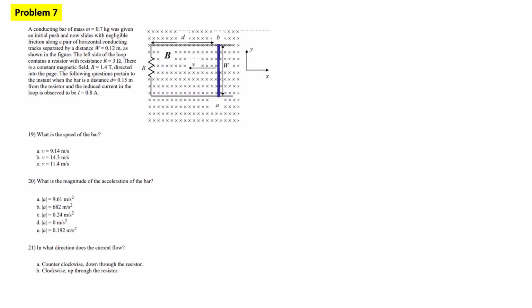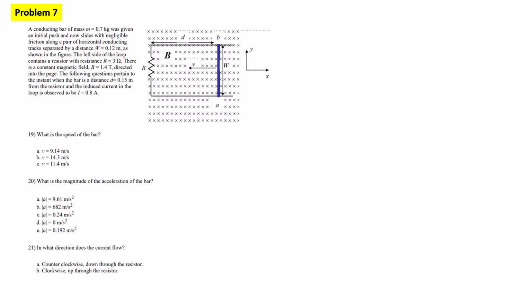Here's problem 7. We have a conducting bar of mass 0.7 kg given an initial push and now sliding with negligible friction along a pair of horizontal conducting tracks separated by a distance of 0.12 meters. The left side of the loop contains a resistor of 3 ohms, and there's a constant field of 1.4 Tesla directed into the page. The following questions pertain to the instant when the bar is at a distance d of 0.15 meters from the resistor, and the induced current is observed to be 0.8 amps. The first question is: calculate the speed of the bar.